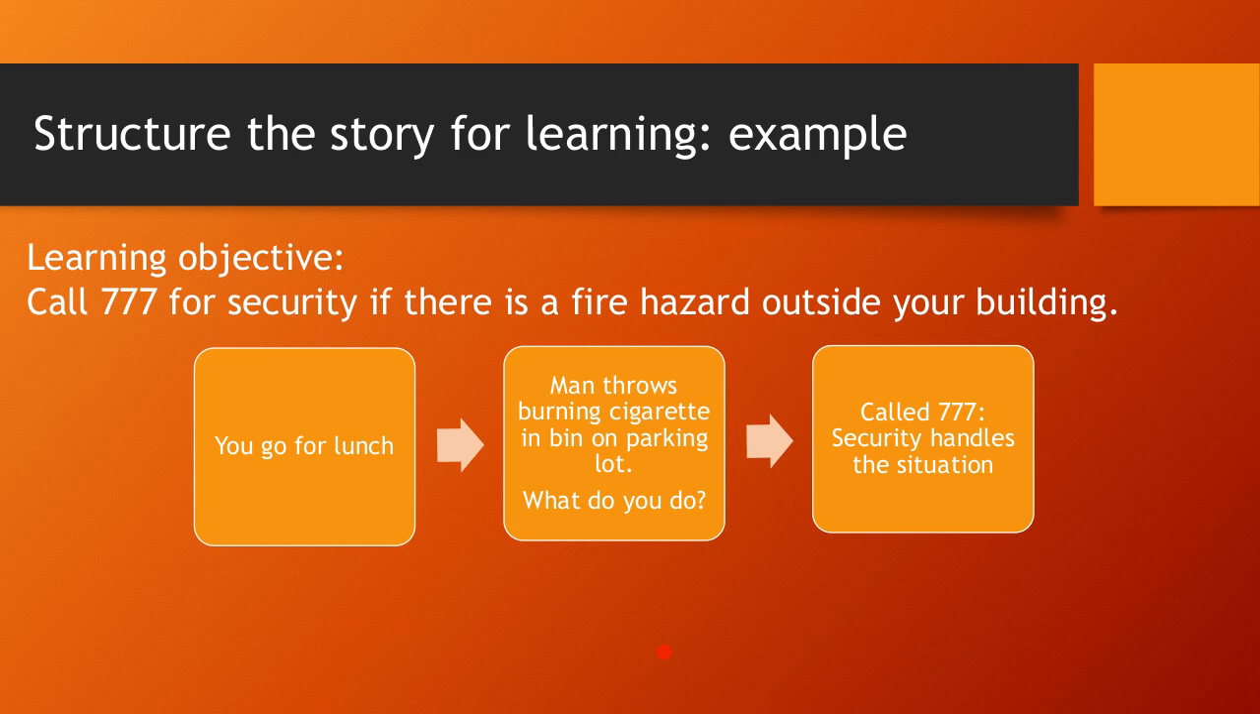But it's always each learning objective. You can actually transfer that into a little story or several stories that make up a bigger learning objective.